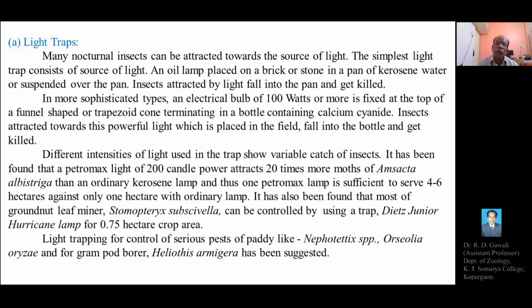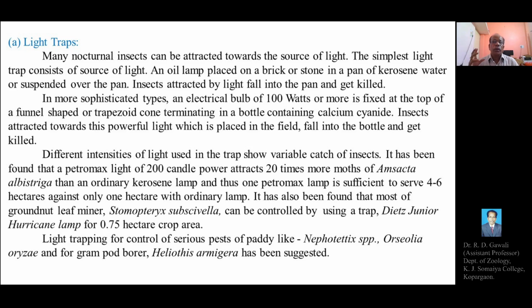So it has been found that most of the groundnut leaf miner, that is Stomopteryx subsivella, can be controlled by using a trap called Dietz Junior Hurricane Lamp for 0.75 hectare crop area. So this is just an example, the use of a light trap for controlling the groundnut leaf miners.